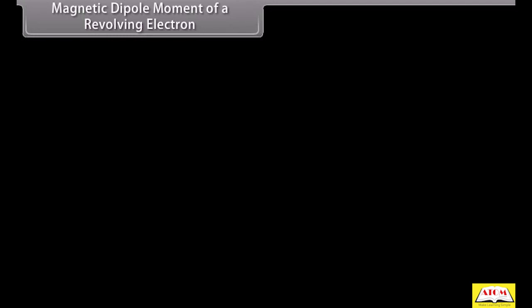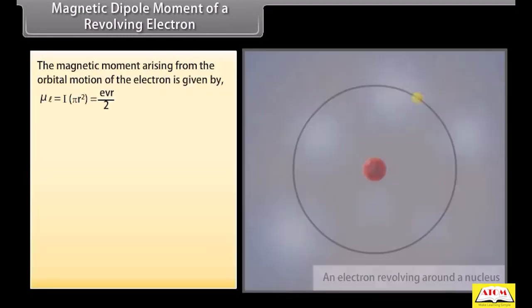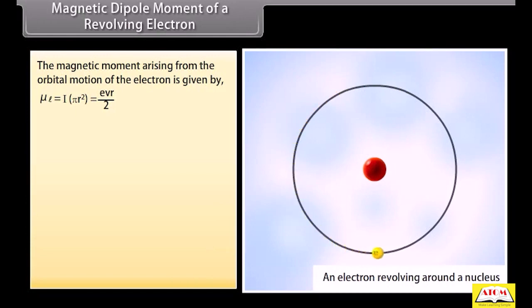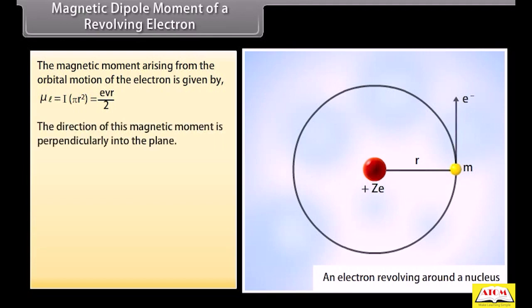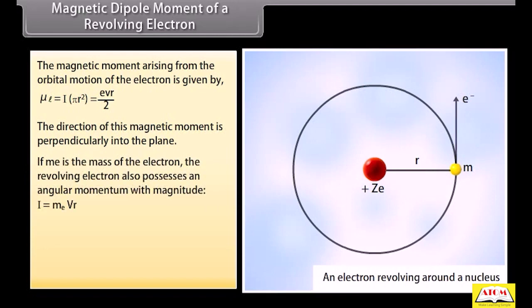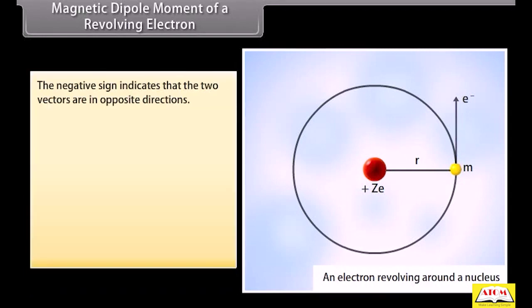Magnetic dipole moment of a revolving electron. The magnetic moment arising from the orbital motion of the electron is given by e v r by 2. The direction of this magnetic moment is perpendicularly into the plane. If me is the mass of the electron, the revolving electron also possesses an angular momentum with magnitude l is equal to me v r. From the above two equations, we get the result mu L is equal to minus e upon 2me multiplied by L. The negative sign indicates that the two vectors are in opposite directions.